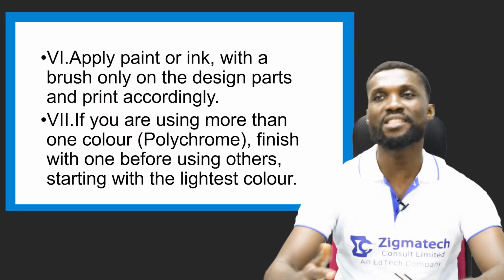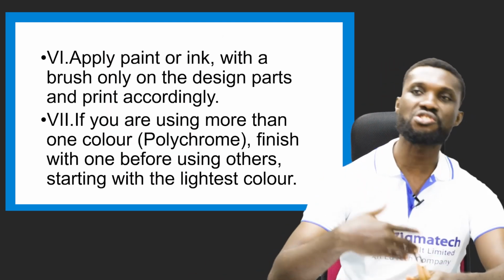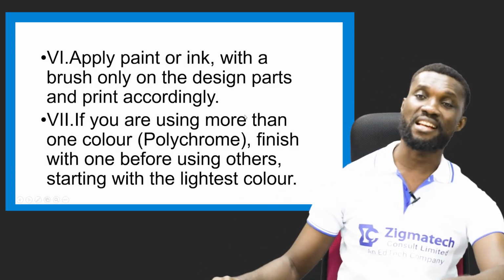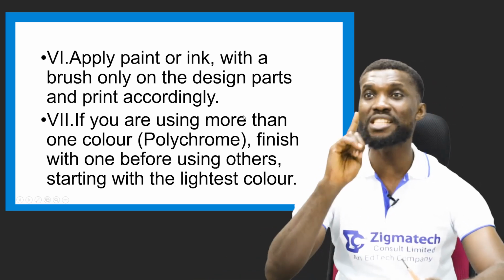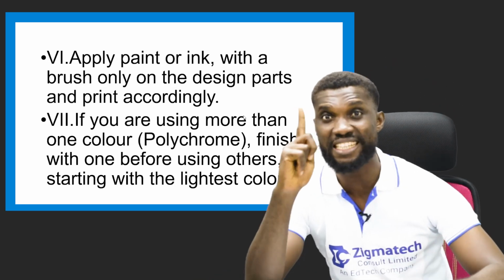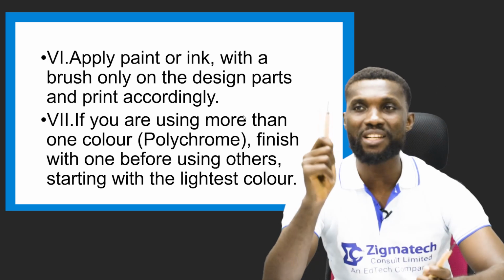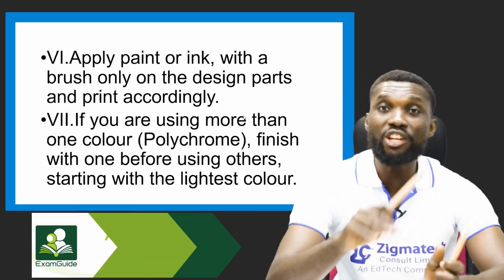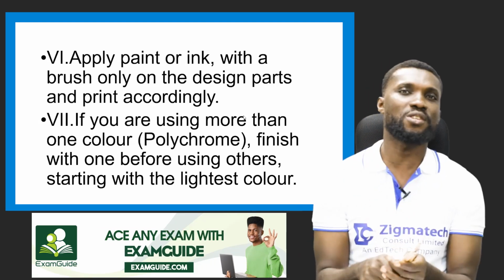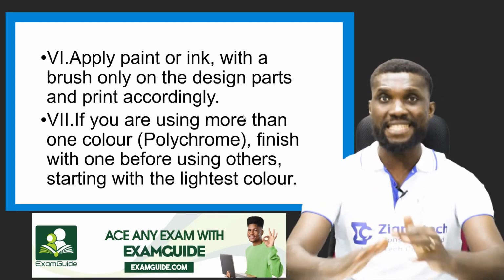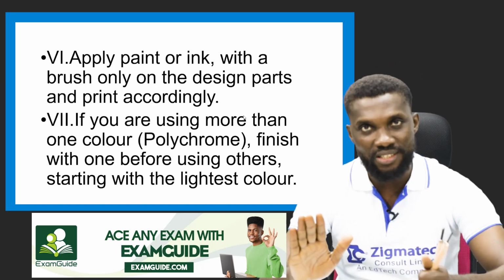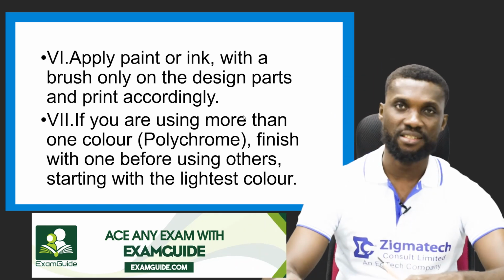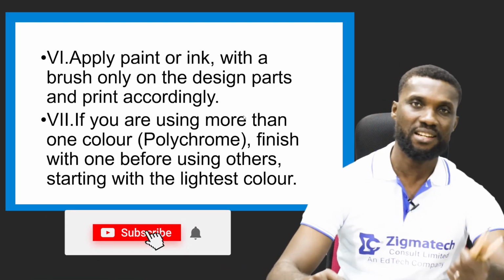Okay. Now you apply the paint or the ink with a brush, and then you start making your design. So that is exact. Now remember, if you are using more than one color, this is key. If you're painting with more than one color, start with a light color first. Finish with one color. Let me say if you're starting with yellow, make sure you are done with yellow. You wash the surface, keep it, and then you get the next color and then print. You don't start with a dark color.